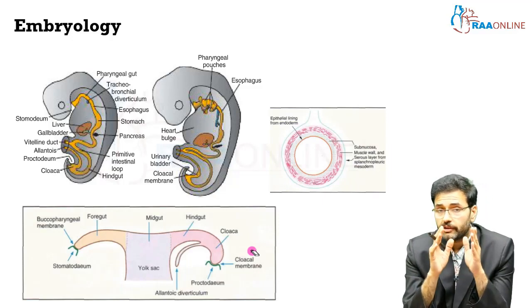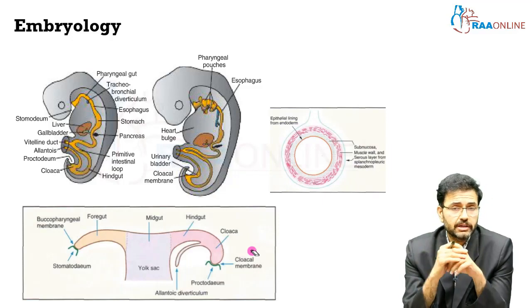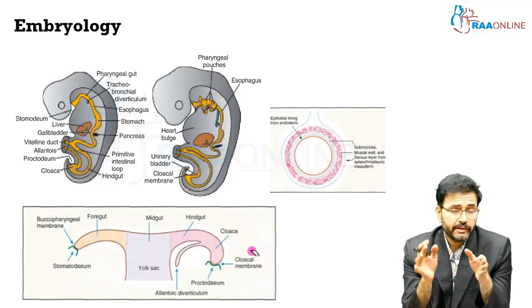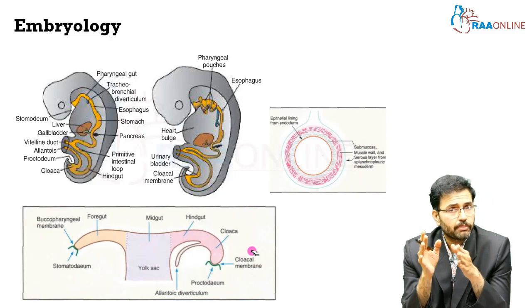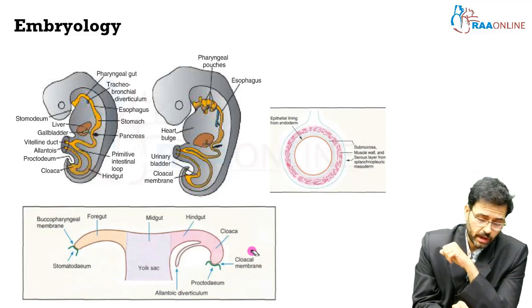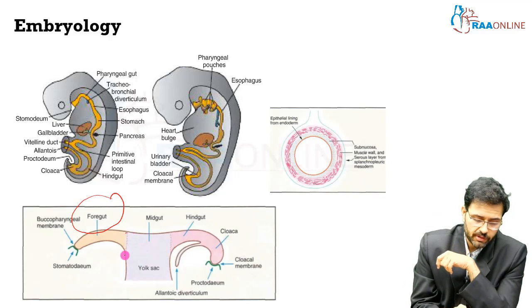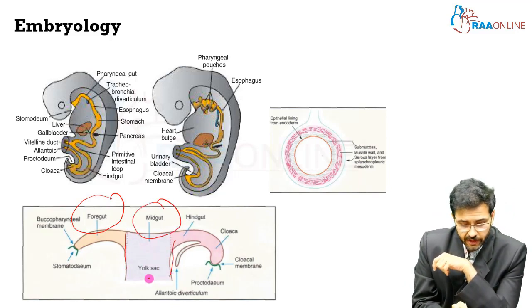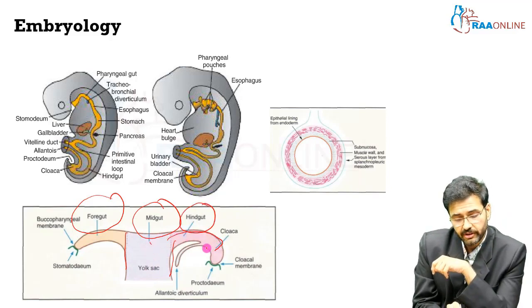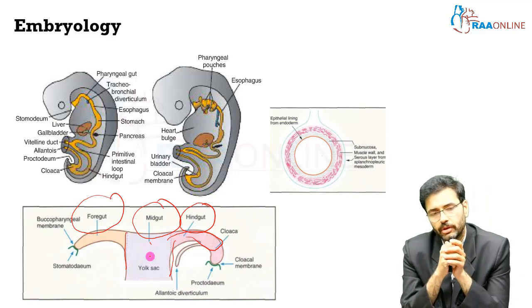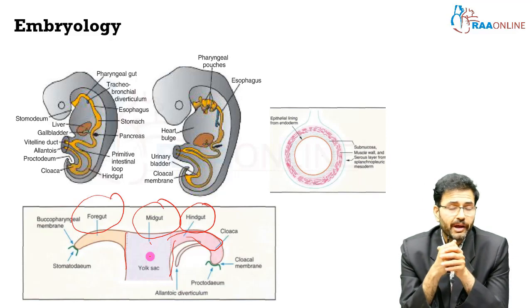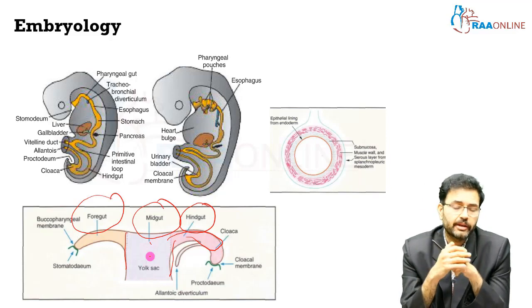Now, the esophagus develops from the primitive gut, basically the foregut portion of the primitive gut. The primitive gut is divided into three important parts. One is the foregut, which is the area of the primitive gut proximal to the attachment of the yolk sac. Second is the midgut, where the yolk sac attaches itself. And the third part is the hindgut, which is distal to the attachment of the yolk sac. The foregut is separated from the developing head or the stomatodeum by what is called the buccopharyngeal membrane.